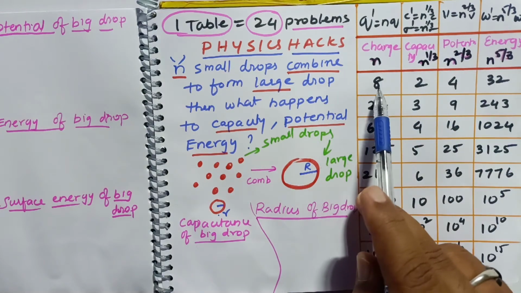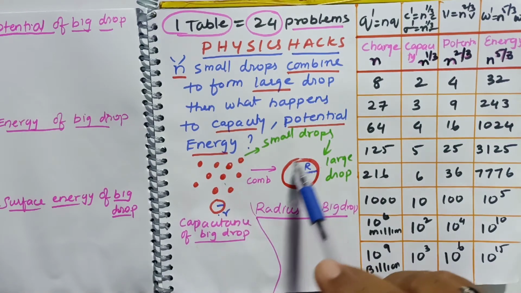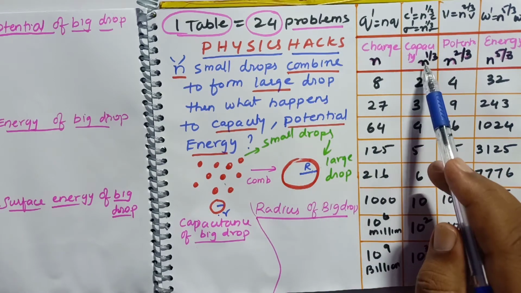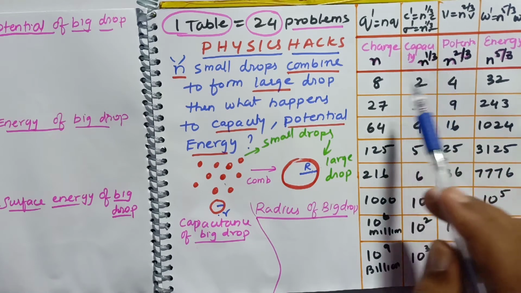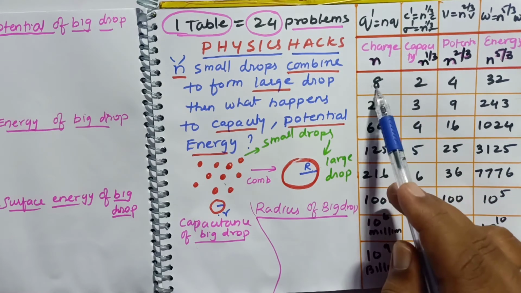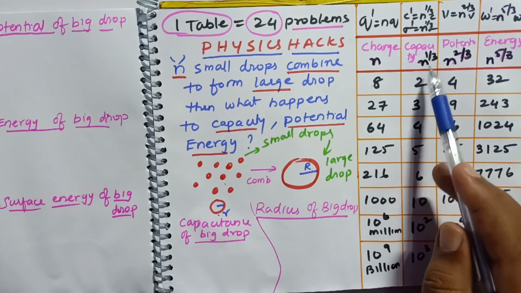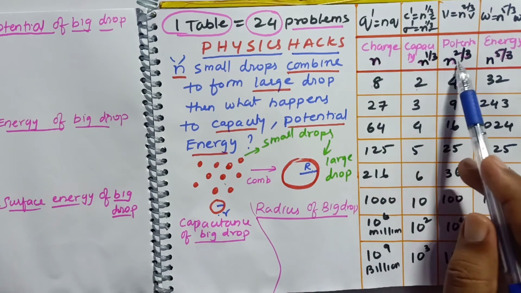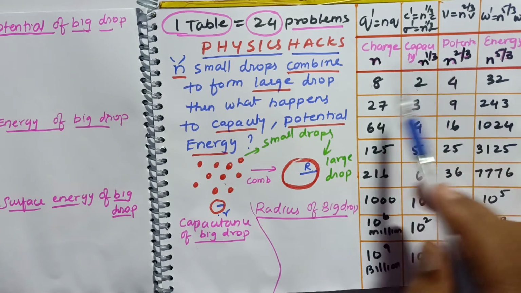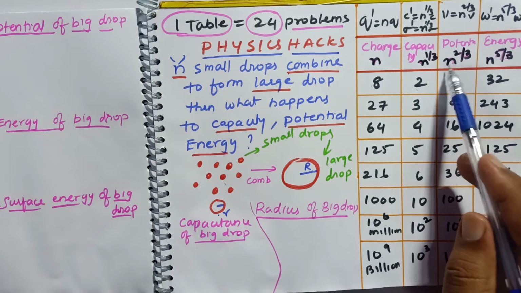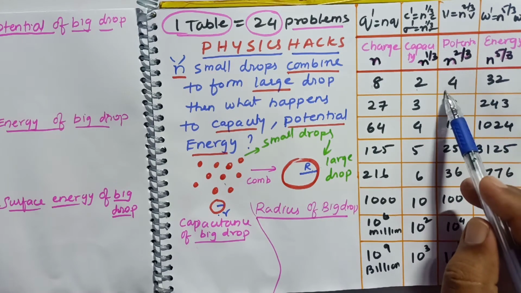For example, 8 smaller charges combine to form a larger charge. Then what happens to capacity? Capacity will become n power 1 by 3. In the place of n you keep 8. 8 is 2 power 3, so 2 power 3 into 1 by 3, the 3 gets cancelled, and you get 2. And for n power 2 by 3, if you keep 8, 2 power 3 into 2 by 3, you get 4.